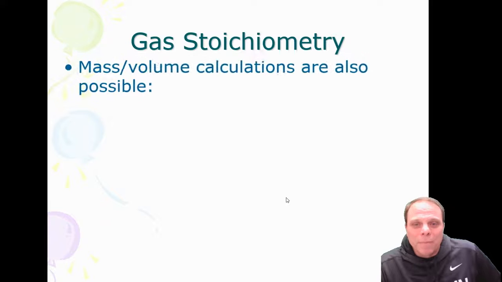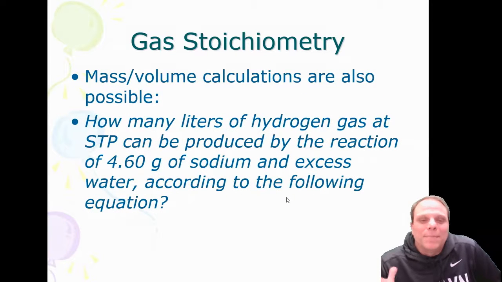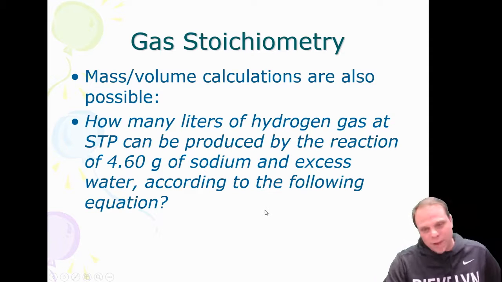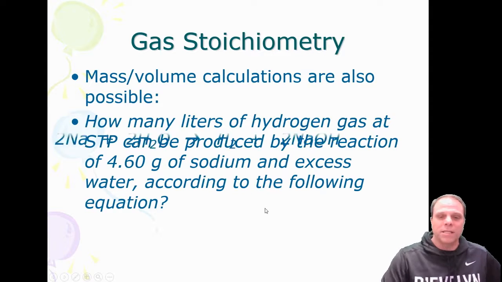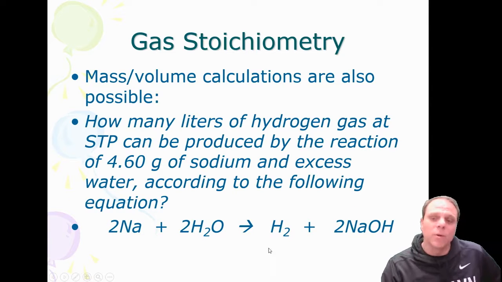Let's do another problem here. Mass-volume calculations are also possible. There are so many possibilities. How many liters of hydrogen gas at STP can be produced by the reaction of 4.60 grams of sodium and excess water according to the following equation? They give us the equation: 2Na plus 2H2O gives us H2 plus 2NaOH.